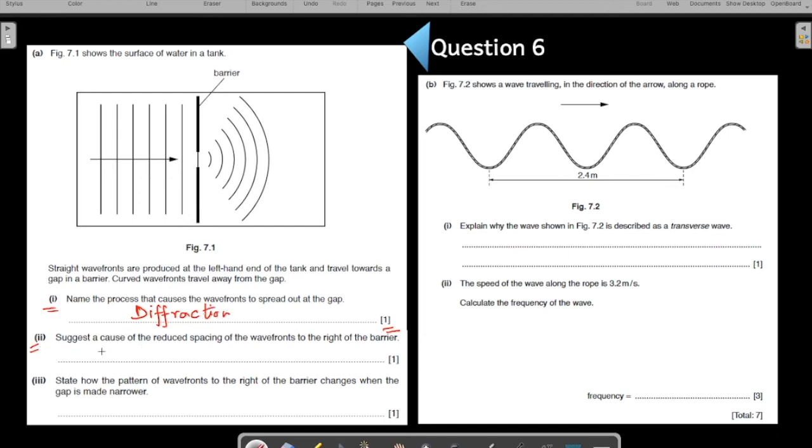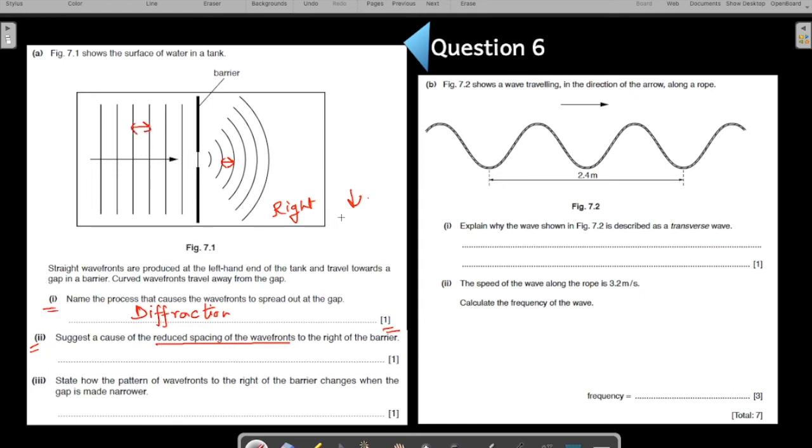Second question, suggest a cause for the reduced speed of the wavefront to the right of the barrier. They are saying here, which is the right side, that the speed has gone down, right? Reduced spacing. The question is saying, suggest a cause for the reduced spacing of the wavefront. I'm sorry, I read the question wrongly. They are saying that the wavelength has gone down, reduced spacing of the wavefront towards the right. Here the spacing, if you see, is less as compared to the spacing earlier.